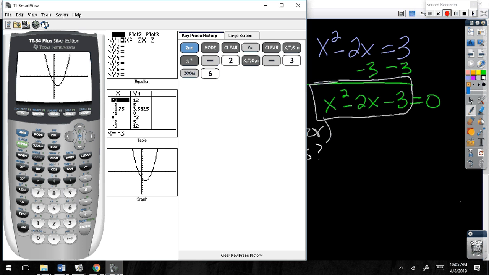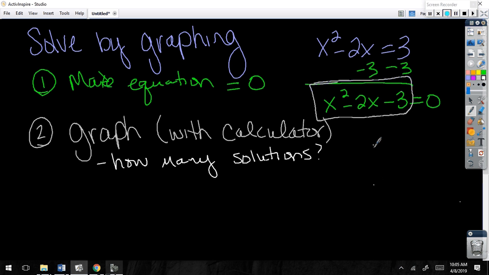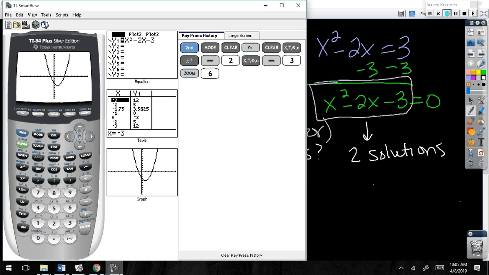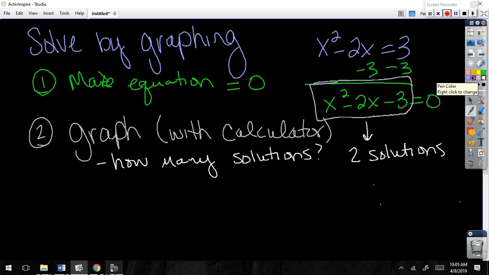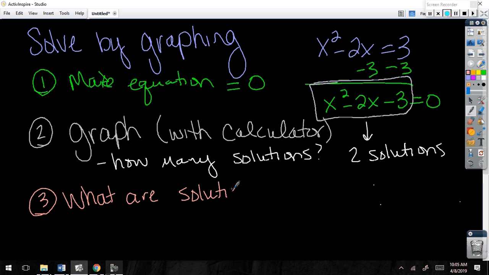All right, here's what I want you to do. You can kind of look at this, right? All right, we know it's 2 solutions because it crosses in 2 places, right? Here and here. So the answer is going to be what those values are where it crosses. Now remember, an x-intercept is where y equals 0. So we want to know what the solutions are, when y is equal to 0. Use your table.